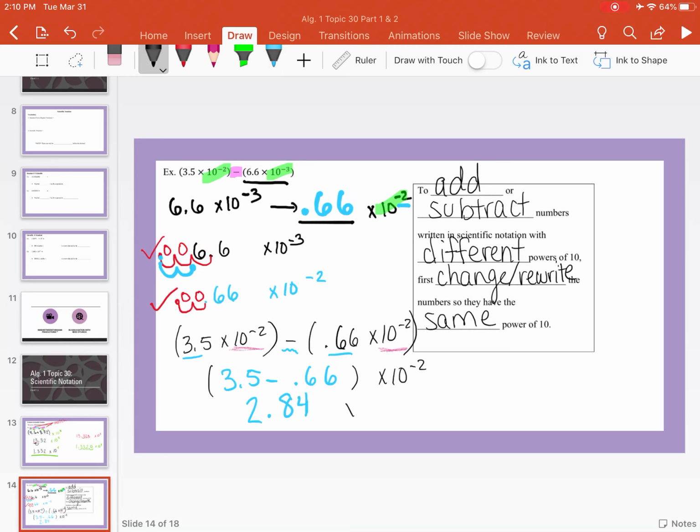And then bring down my power, times 10 to the negative second power. Now, am I done? Well, I only have one digit in front of my decimal place. So I am all set, and my answer is in scientific notation.